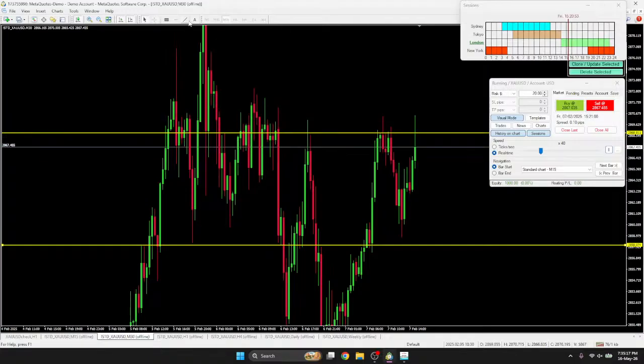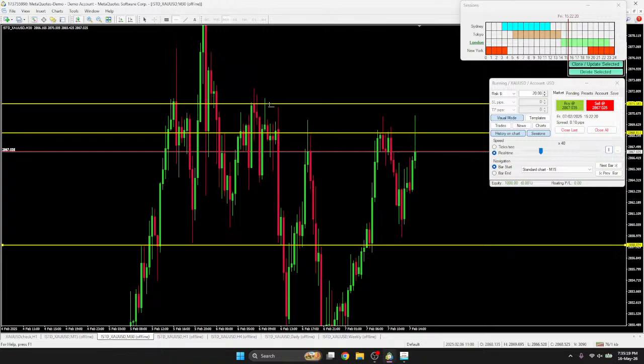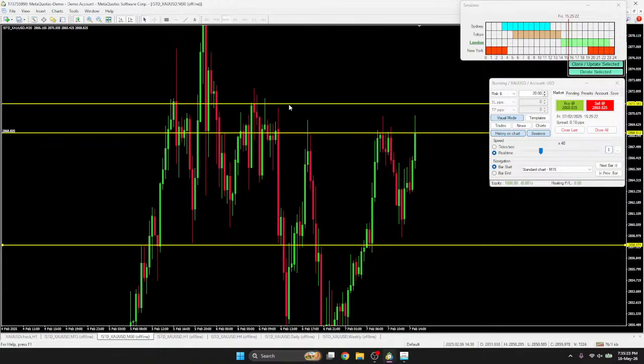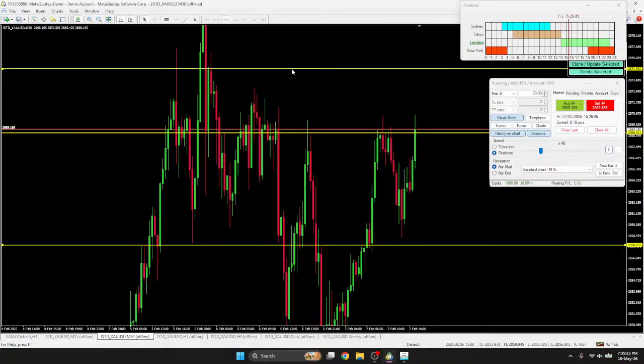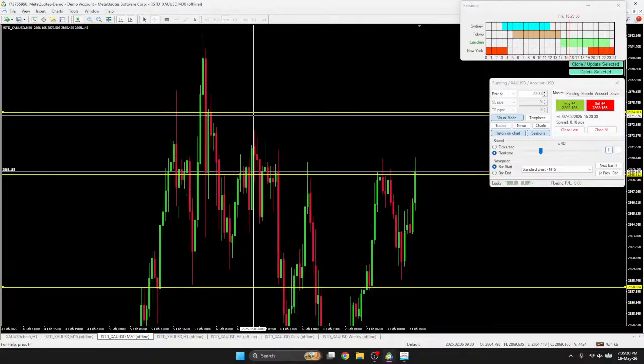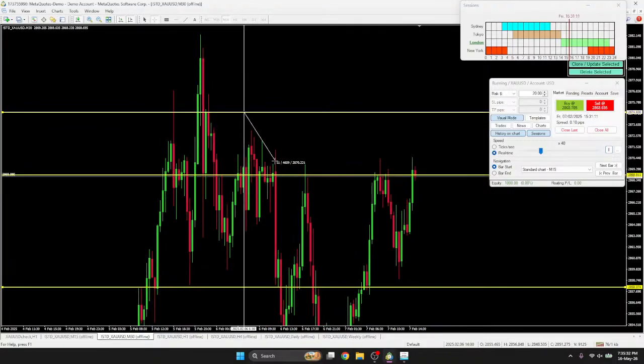There is a huge rejection, so a clean range above. Wow, rejection, rejection. So I think it is better to wait for a break above this area. All of these are the rejection levels.